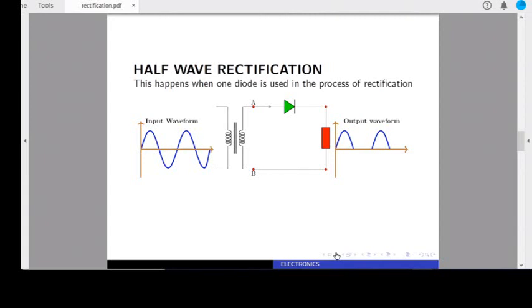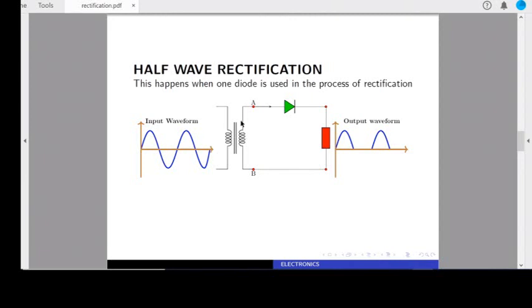When you talk of half-wave rectification, we are going to be using only one diode. Okay, we have an input waveform. This is AC. Okay, and it is put into a transformer. This is a symbol of a transformer here. So here we are having a transformer. Now because this is AC, it is going to be flowing in two directions. Sometimes it's going to be moving up, sometimes it's going to be moving down.